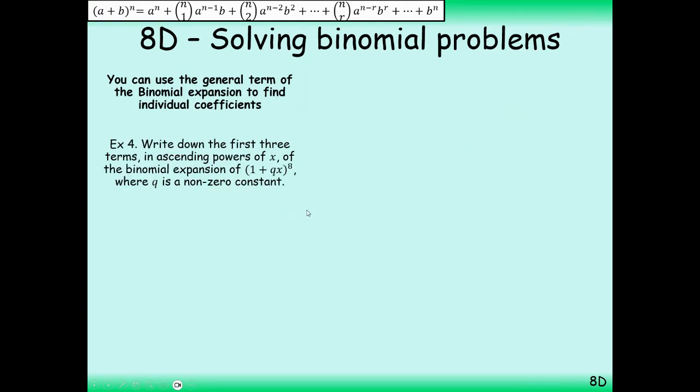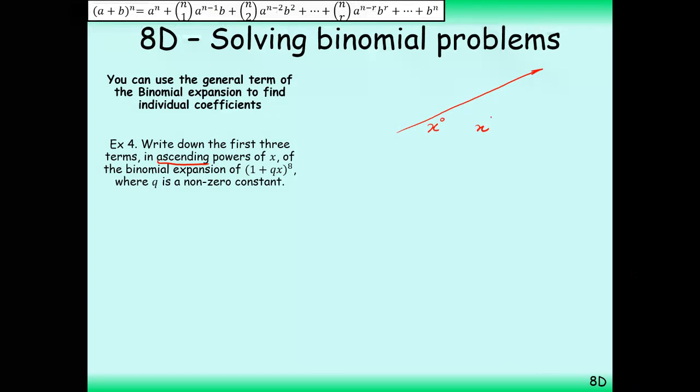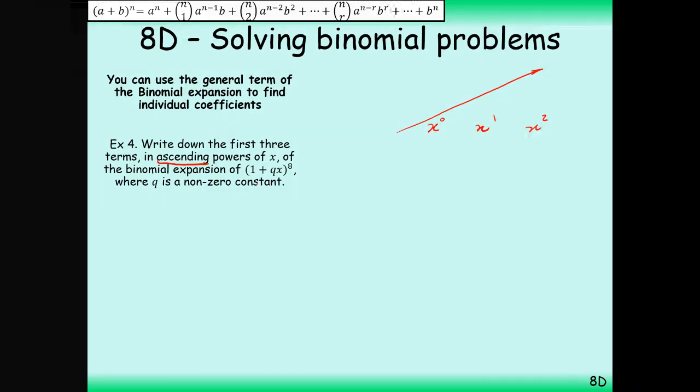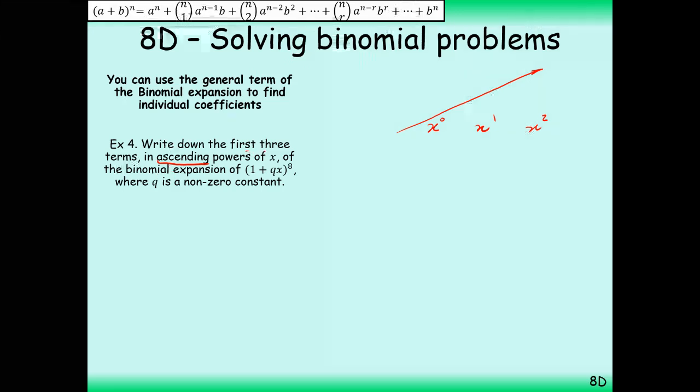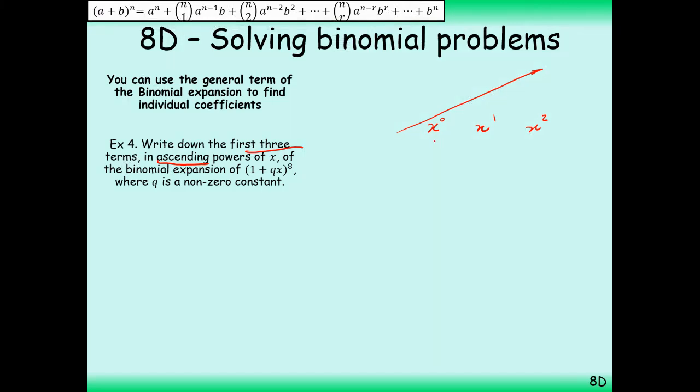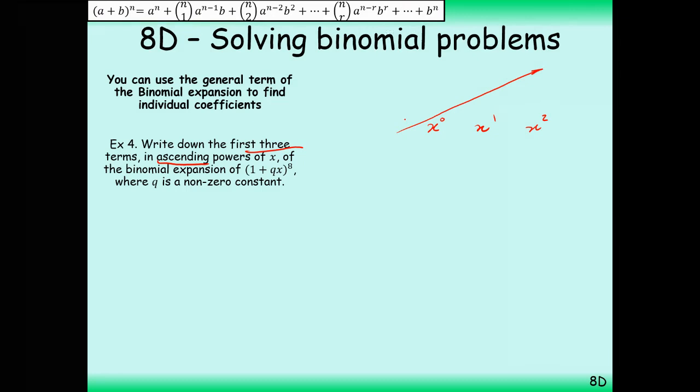In this example, we've been told to first write down the first three terms in ascending powers of x. The word ascending means like an airplane taking off. Ascending means go up. So we start with x power naught and then x power 1, x power 2, and we do need to write three terms, don't we? First three terms. So 1, 2, 3, that's enough. So when x is raised to the power 0, 1 is raised to the power of 8, and we will have 8 choose 0 there as well.